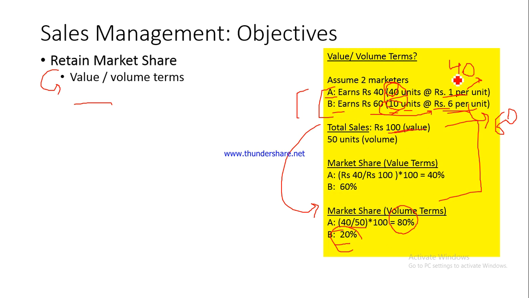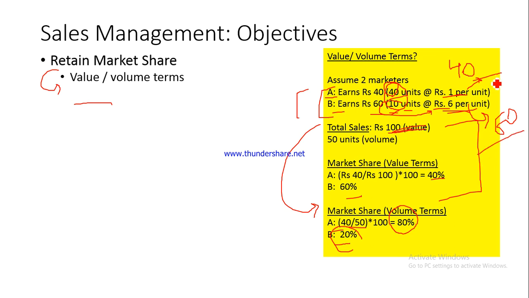Out of this rupees 100 value that A and B jointly are deriving from the market, please understand that in value terms A is selling how much? 40 rupees out of a total of 100 rupees. So the value of the items that A is selling is rupees 40, while the total value of the items getting sold in the market is rupees 100. So basically A has got a share of 40%, while B has got a share of 60%, because the worth of the items being sold by B is rupees 60.